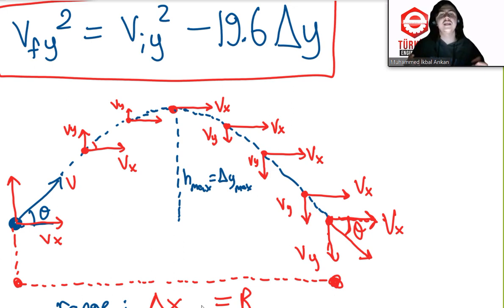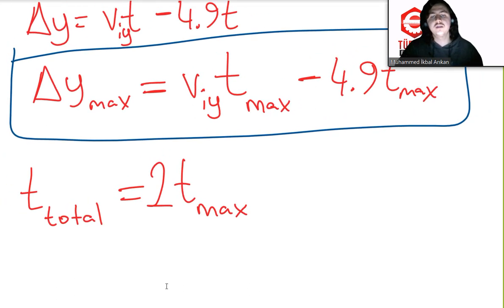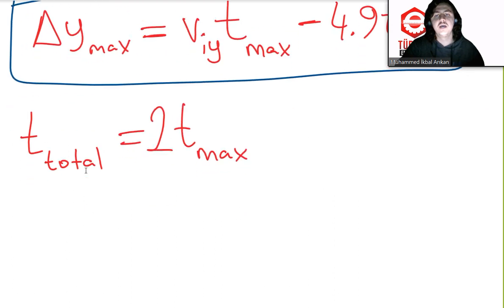So you can say that the time to reach here will be time max, and here your time will be time total. This time when you reach here must be equal to this time. So 2 times time max will give you the total time, the flight time, okay? Total time will be equal to 2 times T max. This is our last formula for time.